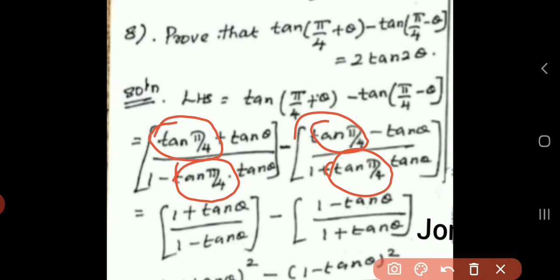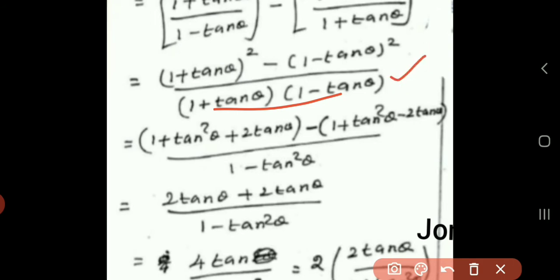So it will become (1 plus tan theta) by (1 minus tan theta) in the first term. In the second term we have (1 minus tan theta) by (1 plus tan theta). And then I want to simplify this by taking the LCM here. At the denominator we have (1 plus tan theta) into (1 minus tan theta). So I can take this LCM as (1 plus tan theta) into (1 minus tan theta), and then cross multiply. We get (1 plus tan theta) the whole square minus (1 minus tan theta) the whole square.